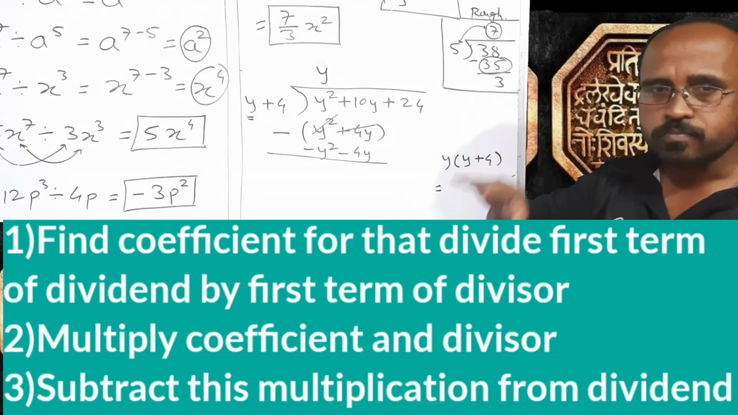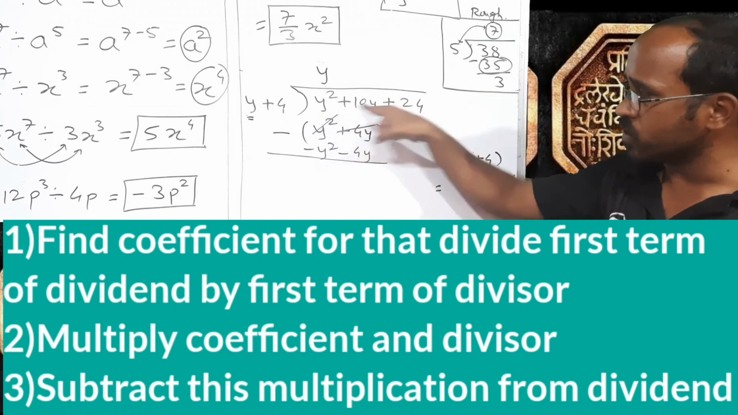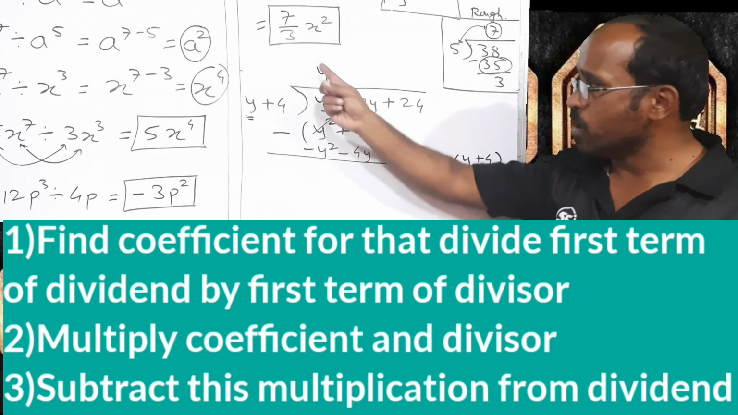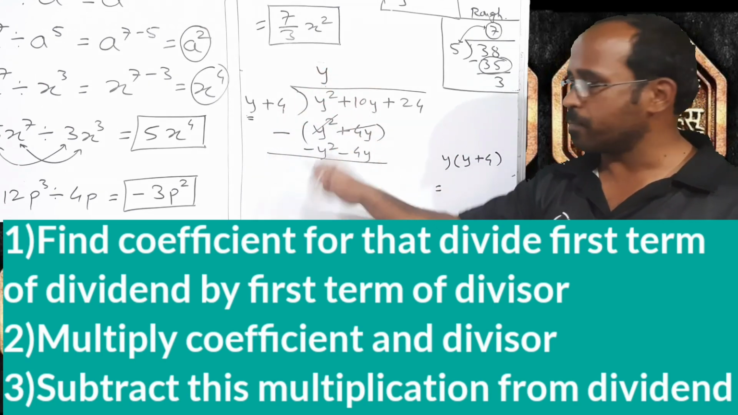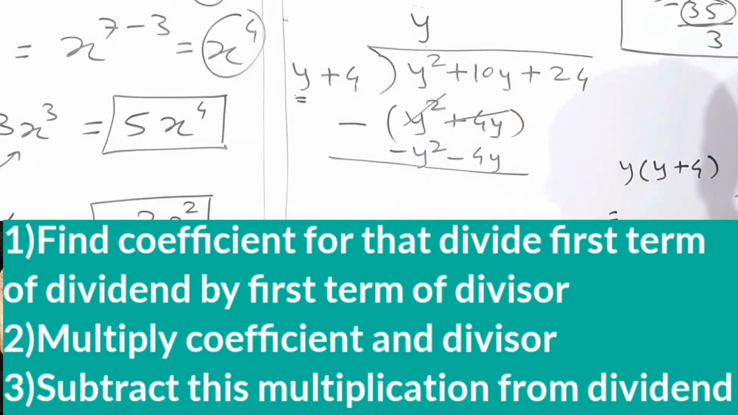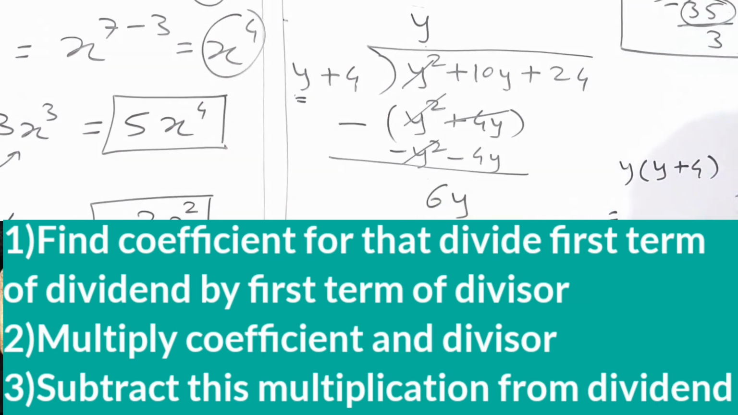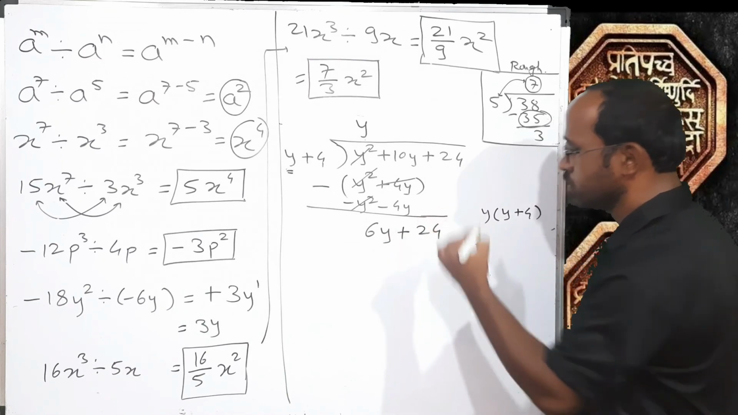Okay, students. So our first step is to find the quotient. To find the quotient, we have divided the first term of the dividend by the first term of the divisor. Our second step is to multiply this quotient and divisor and subtract it from the dividend. So let's subtract. y square minus y square, plus and minus will cancel. Plus 10y minus 4y is equal to plus 6y. Clear? And drag down the remaining part, so plus 6y plus 24 will be here.